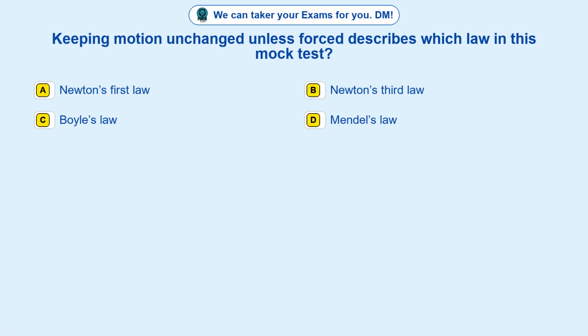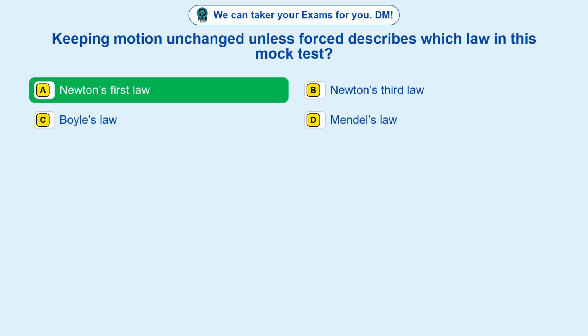Question 57. Keeping motion unchanged unless force describes which law in this mock test? Option A, Newton's first law. Option B, Newton's third law. Option C, Boyle's law. Option D, Mendel's law. The correct answer is option A, Newton's first law.